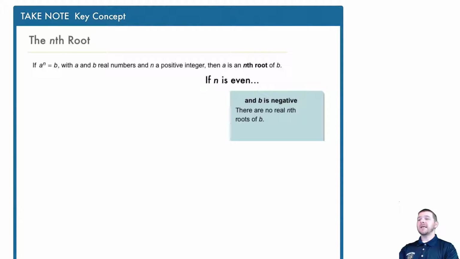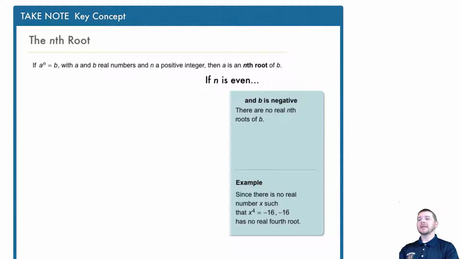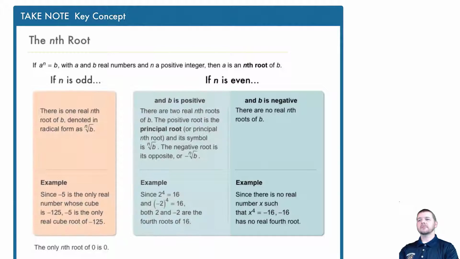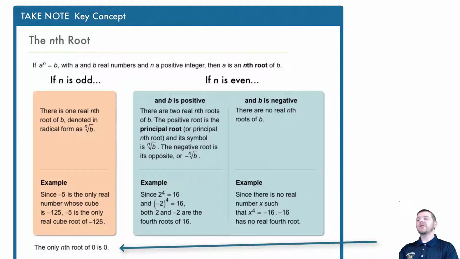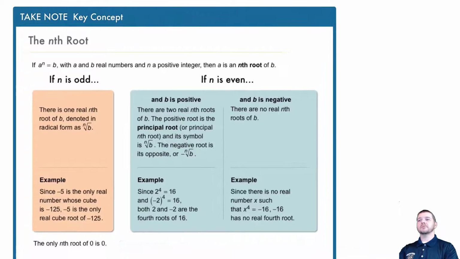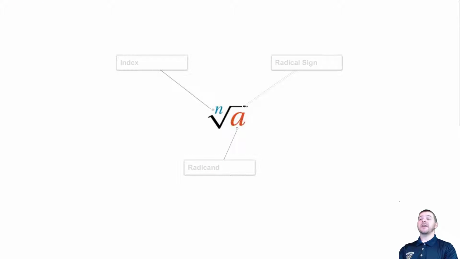Now if n is even and b is negative, there are no real nth roots of b. For example, since there is no real number x such that x to the 4th power equals negative 16, negative 16 has no real 4th root. And note, the only nth root of 0 is 0. Again, note the value in the place of n, in the crook of the radical, is referred to as the index. We have the radical sign, and underneath the radical sign, the radicand, in this case a.